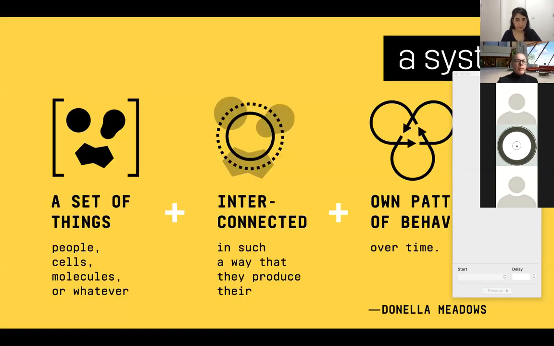Now, first, let's mention a few things about what a system is. Basically, a system is a set of things. It could be people, cells, molecules, or whatever, that are interconnected in such a way that they produce their own behavior over time. So that's a very broad definition.